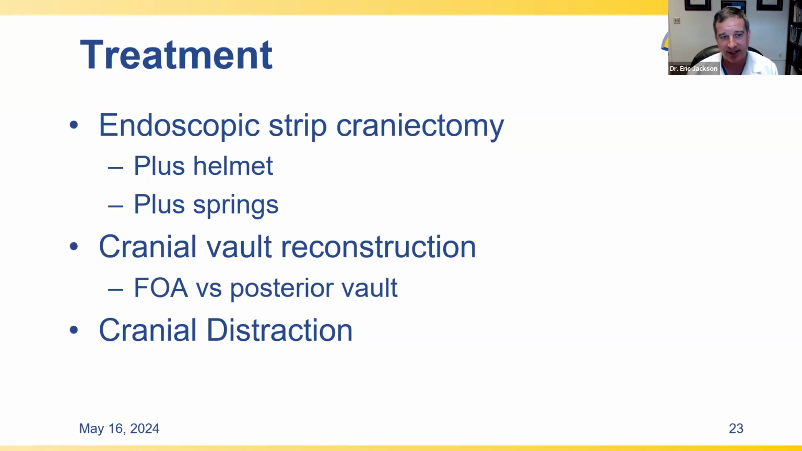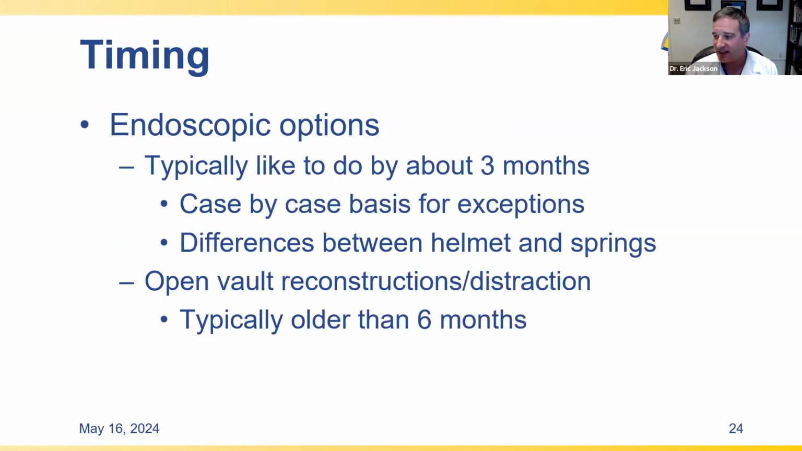At older ages, we tend to go with the cranial vault reconstruction, which anteriorly tends to be a frontoorbital advancement versus a posterior vault. And then cranial distraction is often used when you're trying to make more space. In terms of timing, for the endoscopic options, we looked at that growth chart before. We're relying on head growth to help reshape the head.